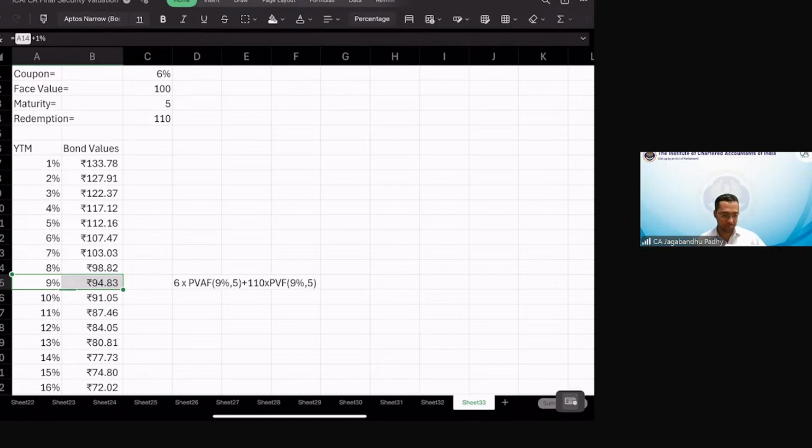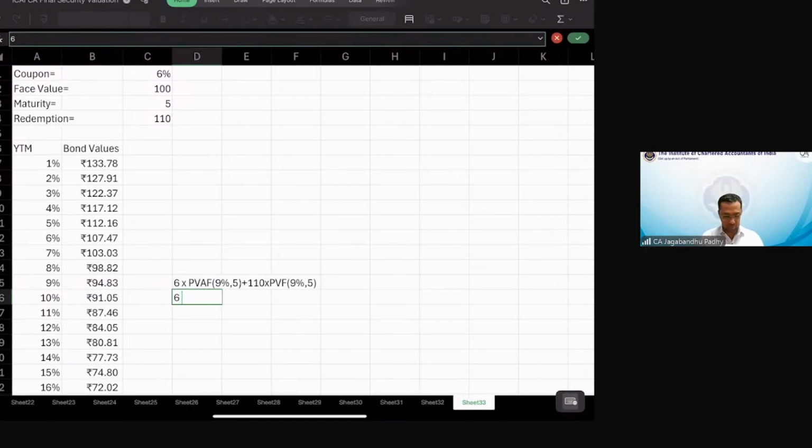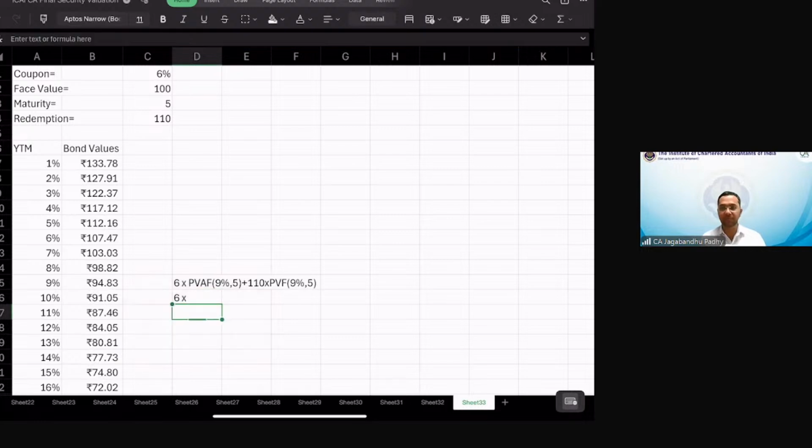Calculate in your normal calculators. That should be 6 multiplied by the present value annuity factor. How much is the present value annuity factor at 9% for 5 years? 94.84, is it correct? Okay, sir. So you've given me the confirmation. I accept it. Now, we have the YTM and the bond values.